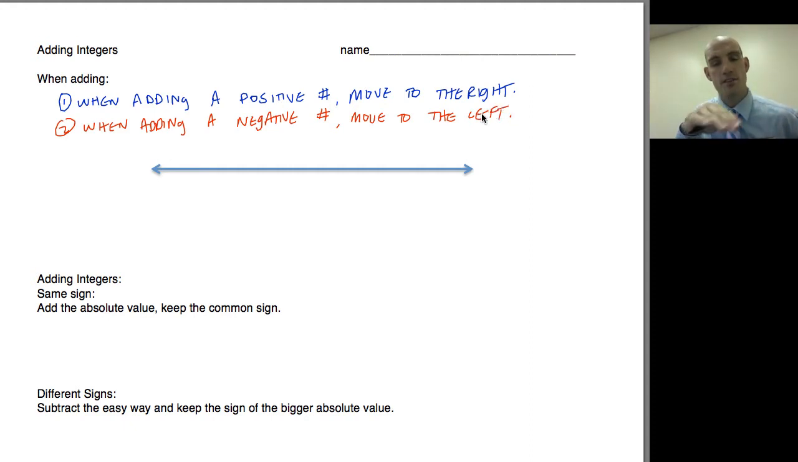And so when we go through this little demonstration right here, and we go through the subsequent examples, it boils down to those two rules. I'll let you finish copying that down.